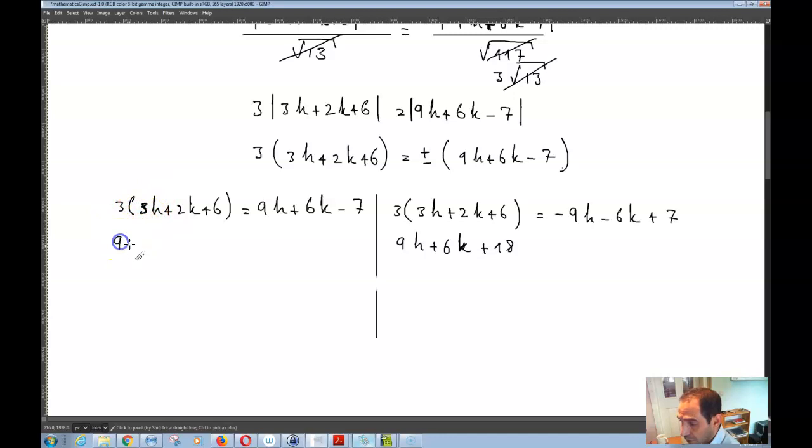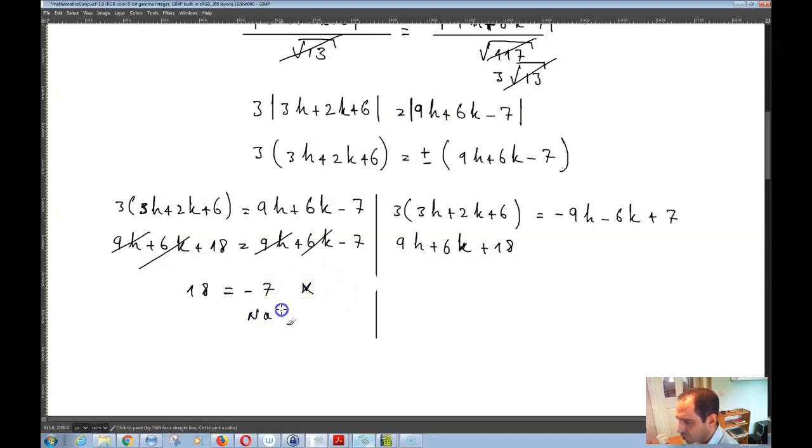So here you have 9h plus 6k plus 18. Well, of course that's not possible, but 9h plus 6k minus 7, and of course 9h you can cancel out with this, 6k you can cancel out with this, and there you have 18 is equal to negative 7, which is, well, not true. So basically this is not possible.